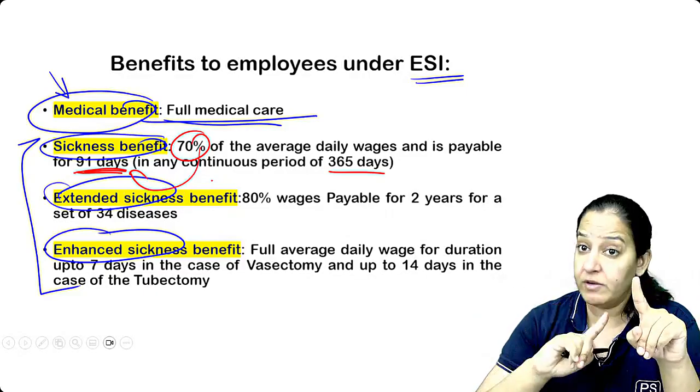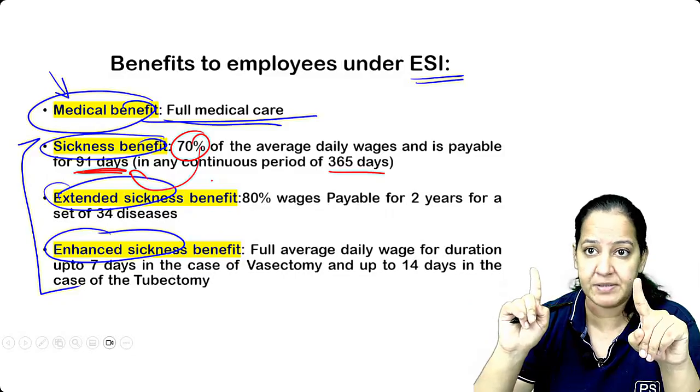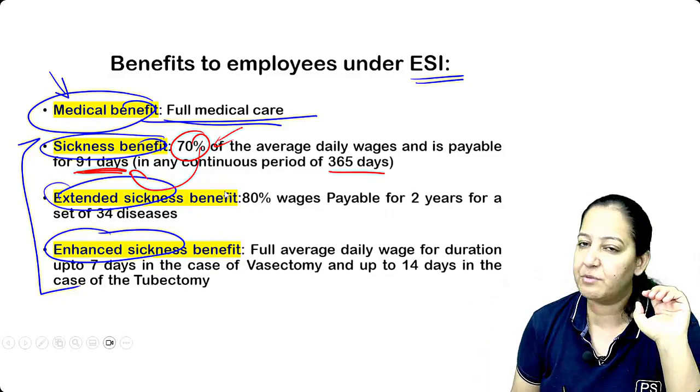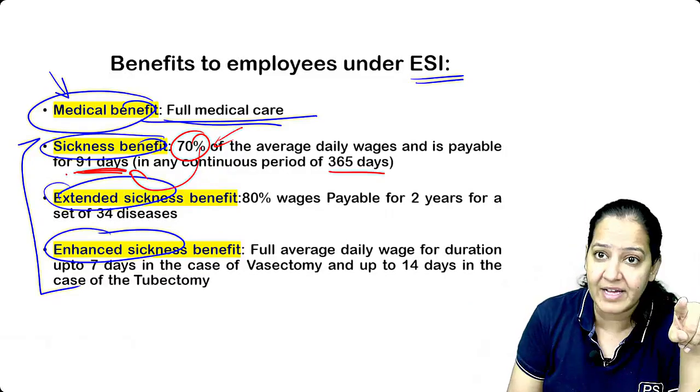For the next 20 days, you will not deduct my pay. You will not reduce my payment. You will give me 70% of the payment. At least 70% is being received while sitting at home. So 70% of the payment will be given to me for those 91 days in a year.